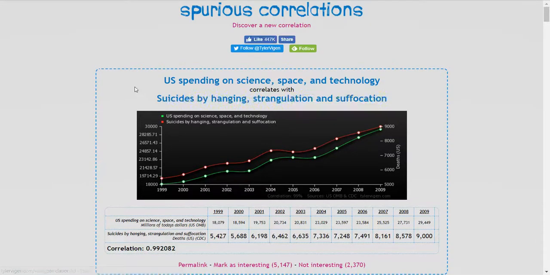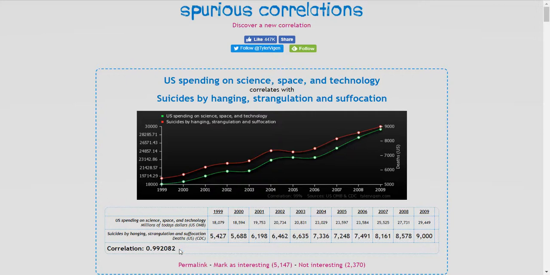So here you go, U.S. spending on science, space, and technology, and suicides by hanging, strangulation, and suffocation. These are spurious correlations. So if you look, these look like they have a relationship. What kind of relationship? Well, this is a positive relationship. So first of all, the easiest way to tell that it's a positive relationship is look right here at this correlation. The correlation coefficient, which is this number right here, is a positive number. Well, that right there tells you this is a positive correlation.